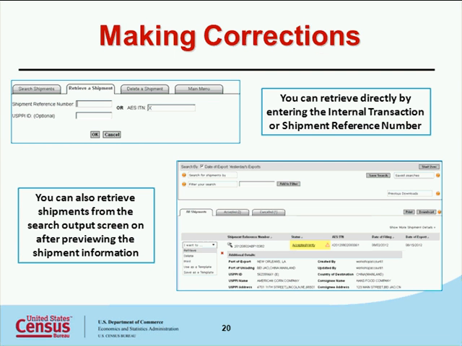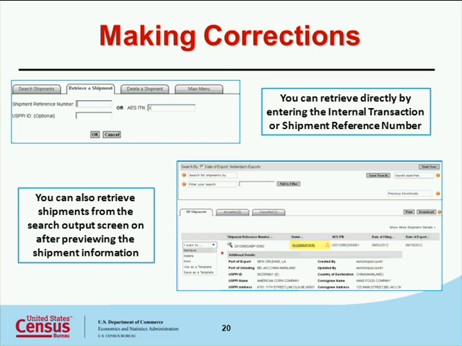To make a correction to an old shipment, you must retrieve the shipment. You can do that directly through the Shipment Manager or by accessing the Retrieve a Shipment link on the main menu. If you access the Retrieve a Shipment link directly, you can search for the shipment by entering the shipment reference number or the internal transaction number. If you use the Shipment Manager, you can search for the shipment with any of the options of the tool and then use the drop-down menu at the left of each shipment to retrieve.